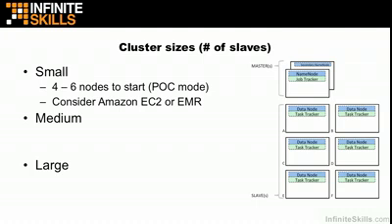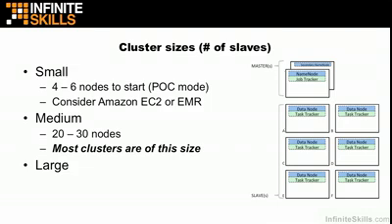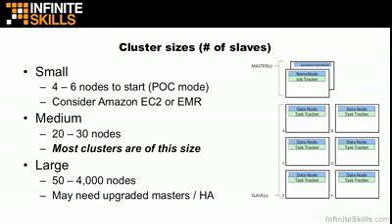For a medium cluster, this is typically about 20 to 30 nodes. It's important to note that most clusters out there in the world are of this size. Although Hadoop can grow up to very large clusters, about 4,000 nodes for MapReduce version 1, most clusters get by just fine with 20 to 30 nodes. When you get to a large cluster, you may need to upgrade the master hardware or consider things like high availability on the name node and job tracker, which are enabled with CDH4 or Hadoop 2.3.